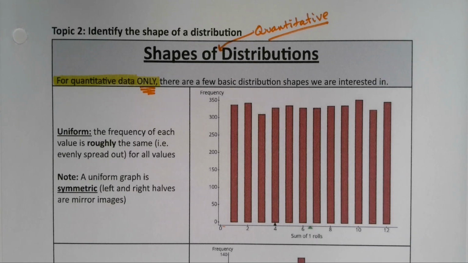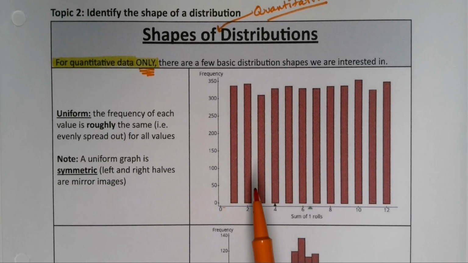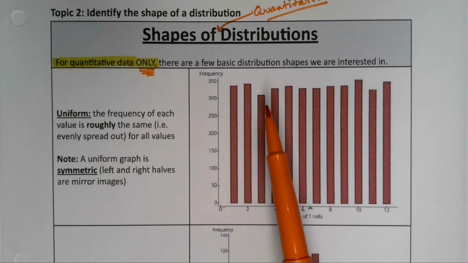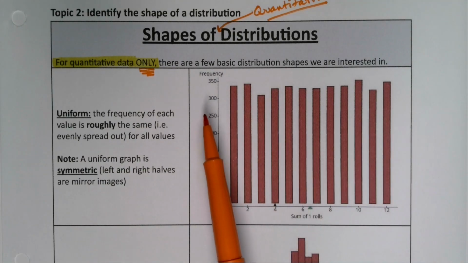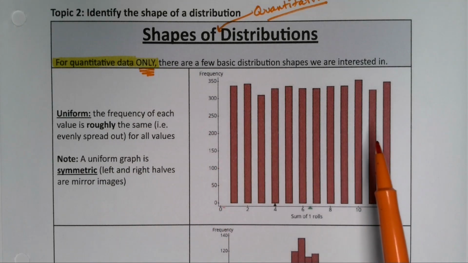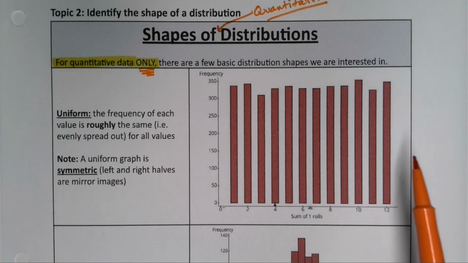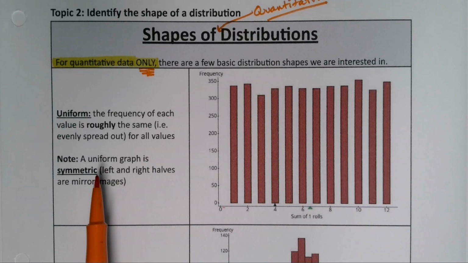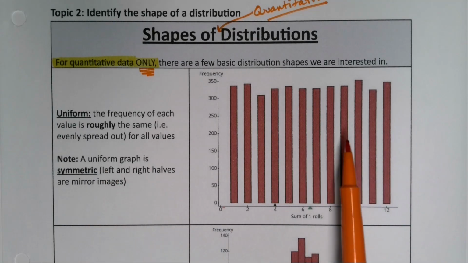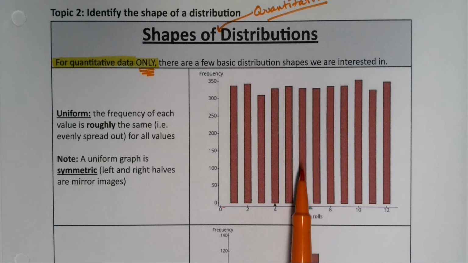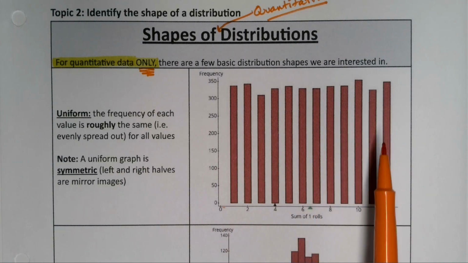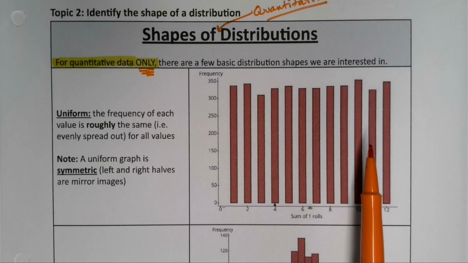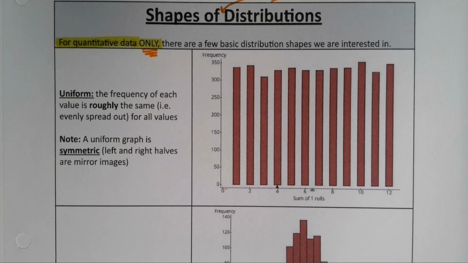Now, there are lots of potential shapes, but we're only interested in a few different types. So one type we want to think about is uniform. That's where roughly all the frequencies are about the same. So the data set is pretty evenly spread out. Now, you'll notice that this is a symmetric graph, meaning if I folded up my paper along this line, the left half and the right half would be pretty similar. Right? There are lots of symmetric graphs out there. Uniform is just one type of them.